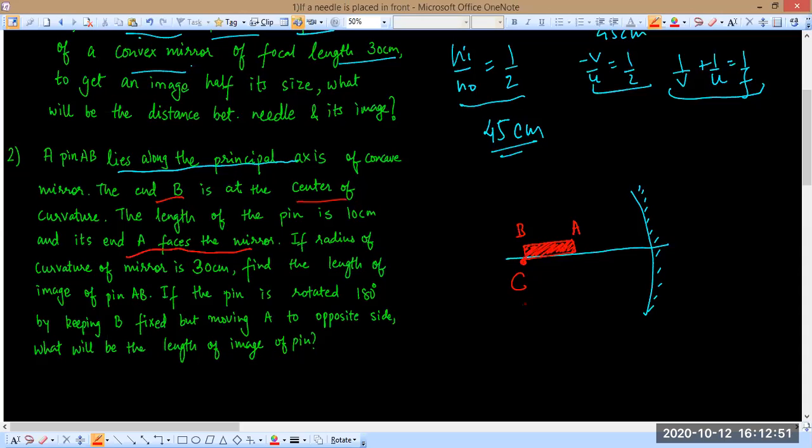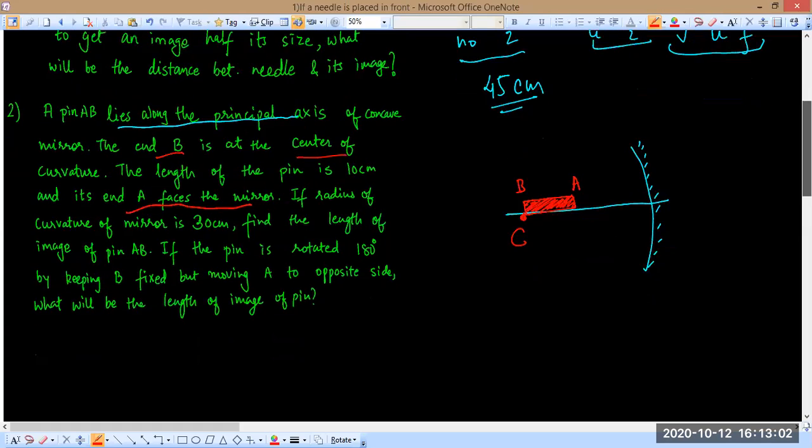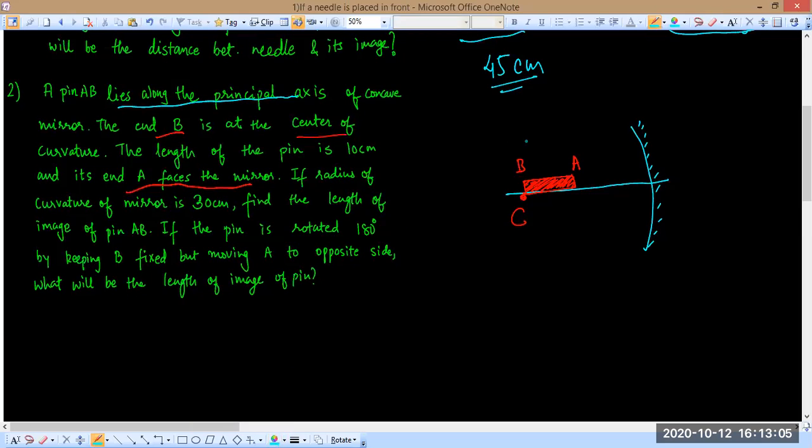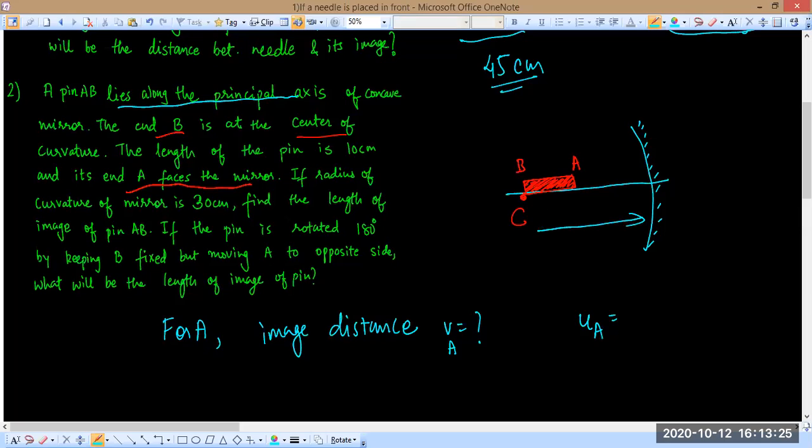Right? And now we are given the radius of curvature and all that. We have to find out the length of the image. Now the correct way to do it is as follows. You consider A as one object. For A, you find out the image distance, that is VA. See, UA is clearly equal to, this distance is given to be 30 centimeter and this is given to be 10 centimeter. So this distance has to be 20 centimeter.